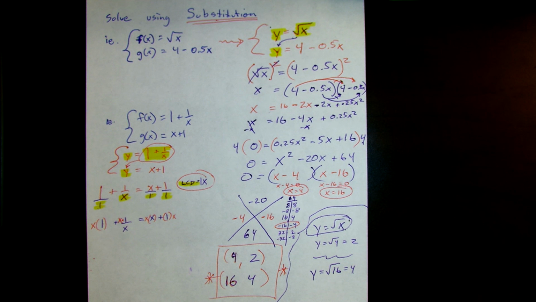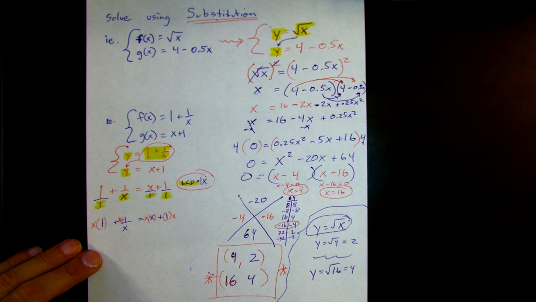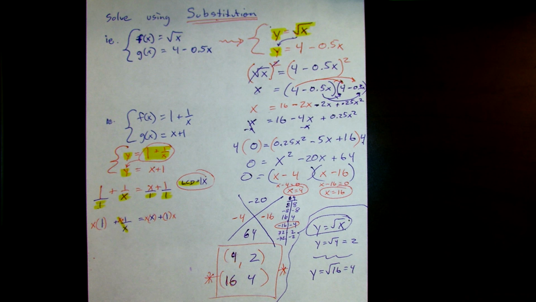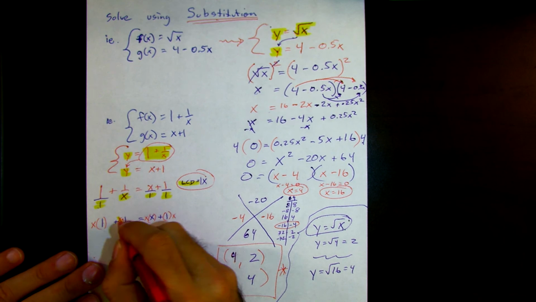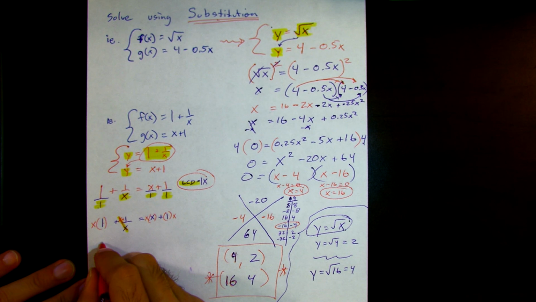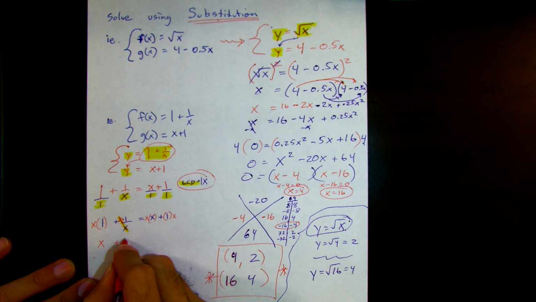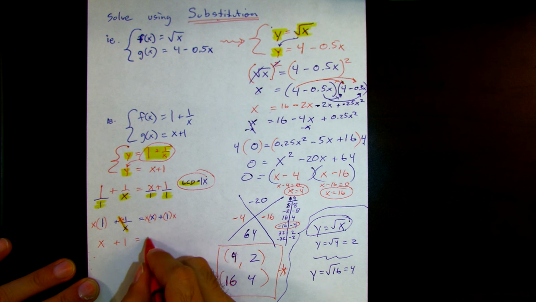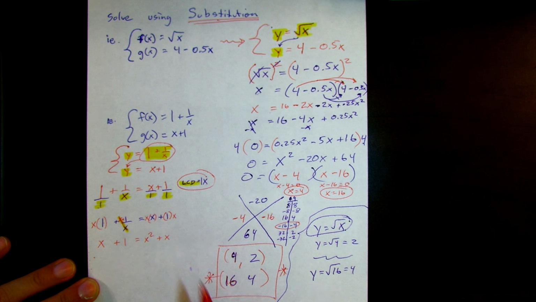Everything we just did was for this. We have x over x. That gets rid of, x over x is 1. So that gets rid of the denominator for the whole equation. Look what we're left with. X plus 1 is equal to x squared plus x.